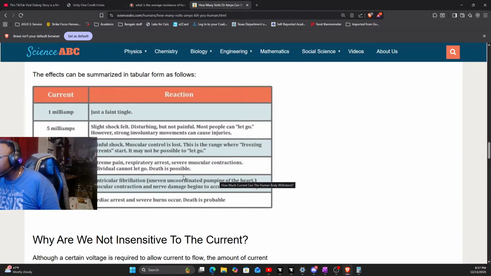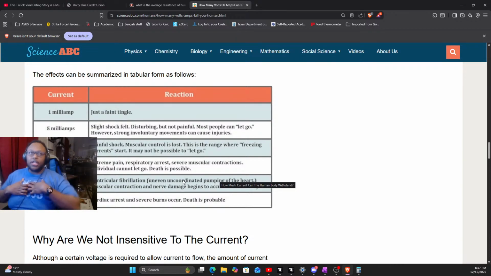At 1,000 to 4,300 milliamps, that's like a full amp. You get ventricular fibrillation and uncoordinated pumping of the heart. That's what they use when they shock your heart, with defibrillators. Clear, like that big kick to the chest.